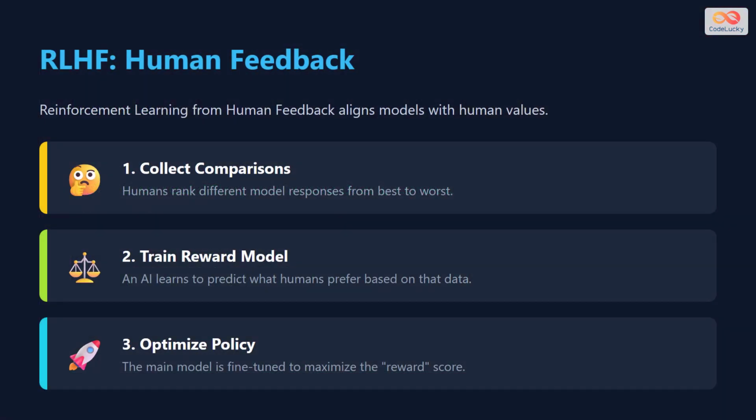Another advanced technique is RLHF. This is how models like ChatGPT became so good at chatting. It involves humans ranking different responses from the model. We train a reward model to understand what humans like, and then use that to guide the main model towards better, safer, and more helpful answers.